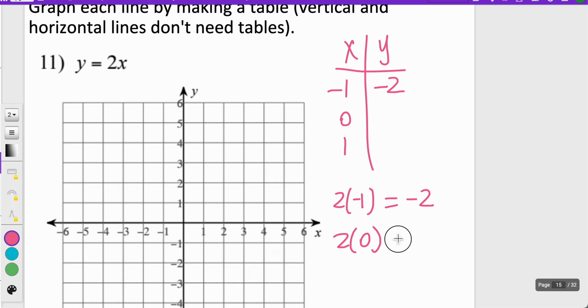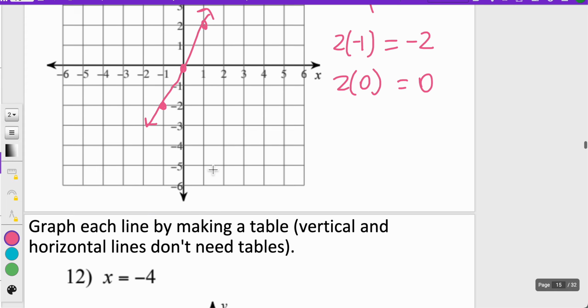2 times 0 is 0, so by now you start to see a pattern. Negative 2, 0, then negative 2. So negative 1, negative 2, 0, 0, and then 1, comma 2 would be here. So straight line again for number 11.